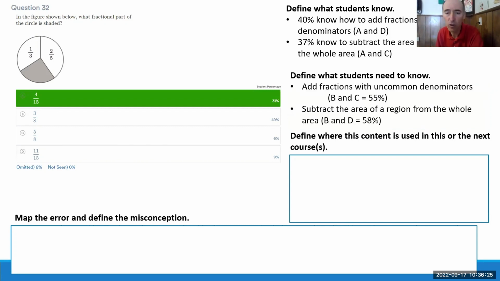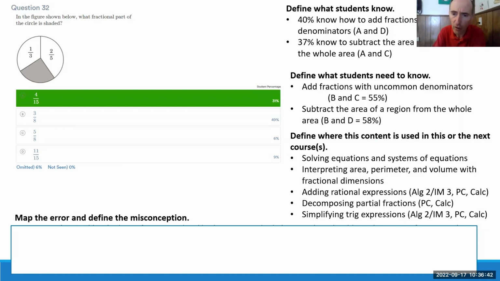What do they need to know in order to do this problem? Well, they need to add fractions with uncommon denominators, and they need to subtract the area of the region from the whole, which is what Amy was describing when she described the item and what students had done to arrive at these different options. And again, you can see where you are going to have to deal with this when students go to different classes in the future. Well, there are a bunch of places where these things are going to come up.